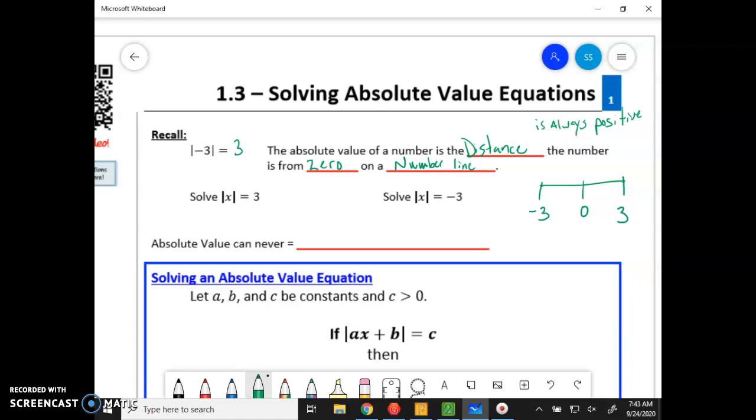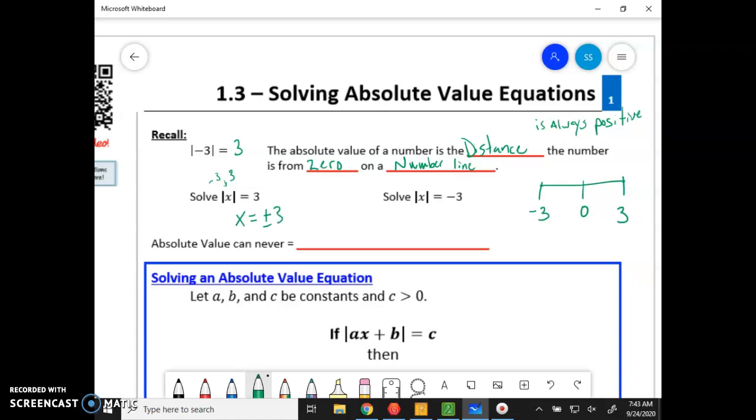So if we have a problem like this, solve, what could these values of x be? Well, we just mentioned that inside here could be -3. We also know that +3 is the same distance from 0 as well. So this could also be +3. Another way to write this would be x is equal to plus or minus 3.